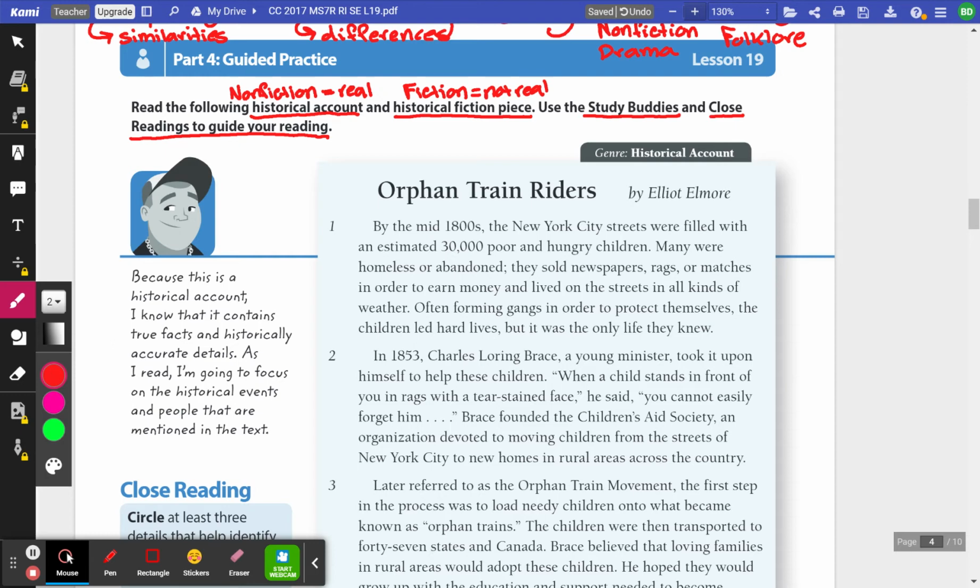But because it's historical fiction, it's a little bit different. We know historical fiction means that it's set in the past, and in a historical fiction piece, there are going to be some details that are probably actually true, historical details, historical facts, but they're going to be mixed in with fictional elements, which makes it fictional and makes it not real, right? So, we're going to look at 2 different pieces. We're going to look at a historical account and then a historical fiction piece. And when we've done that, we're going to use our study buddies and our close readings to help us analyze each text that we're going to look at today.